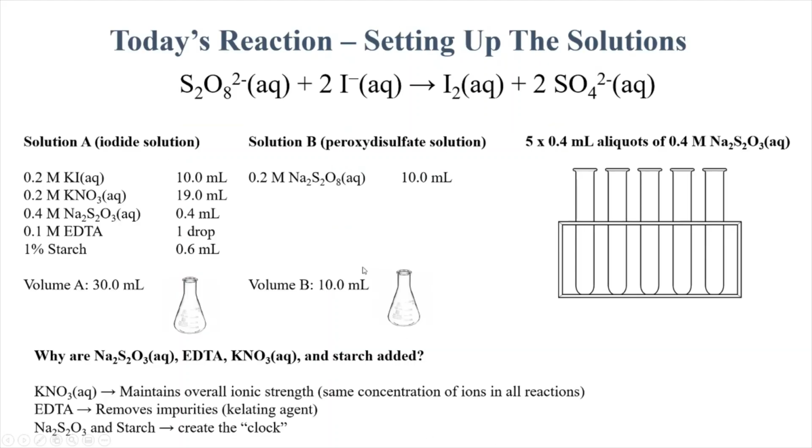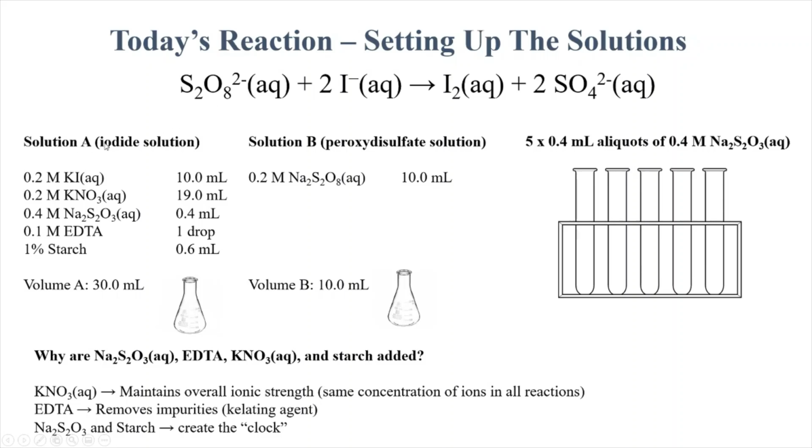Okay, so here's how we're going to set this thing up. This is one of the more complicated reactions to set up, but when you break it down, it's not that bad. In the end, what we need is some S2O8 2-, some peroxydisulfate, and some iodide, and we've got to get those together into the same beaker. In order for this reaction to start going, we need at least those two things. And that's what we're going to have.